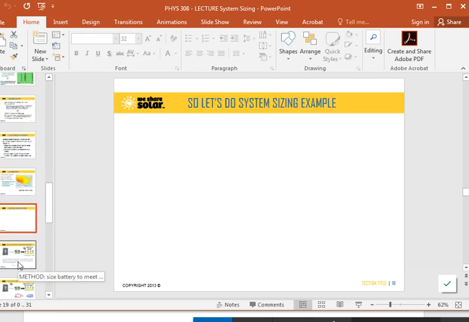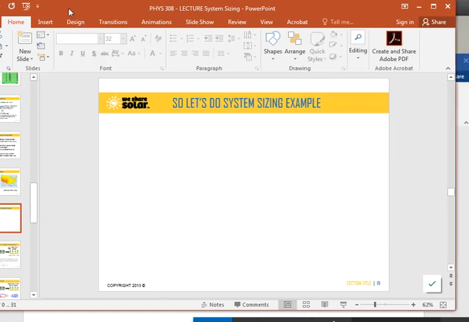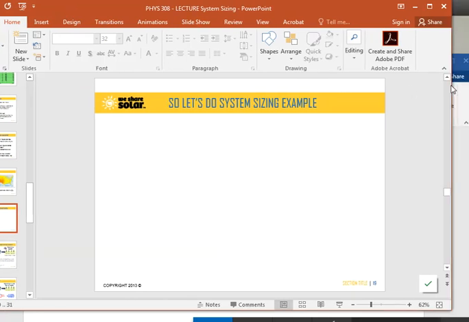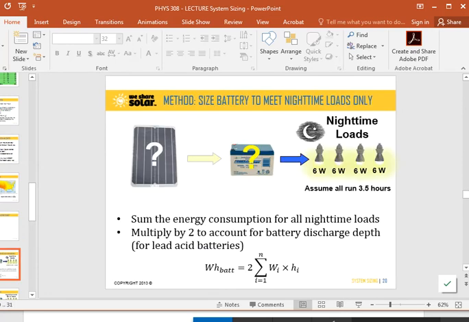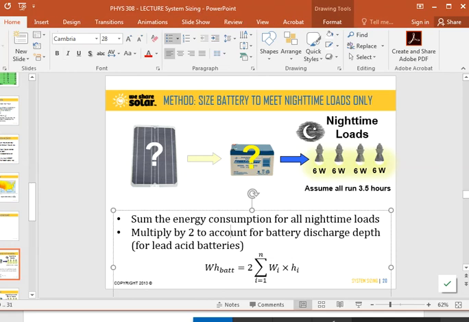Okay, so let's do a system sizing example. This is going to help you to actually do it for real for your homework, which is ultimately contributing to your course project. So here's what we need to do. We need to sum up the energy consumption for all the nighttime loads. So we're also going to multiply by 2. And you say, well, why 2? Well, it's to account for the battery discharge depth, which means that we don't want to bring the battery below 50%. And so putting in this 2 gives us a little margin of error, basically.